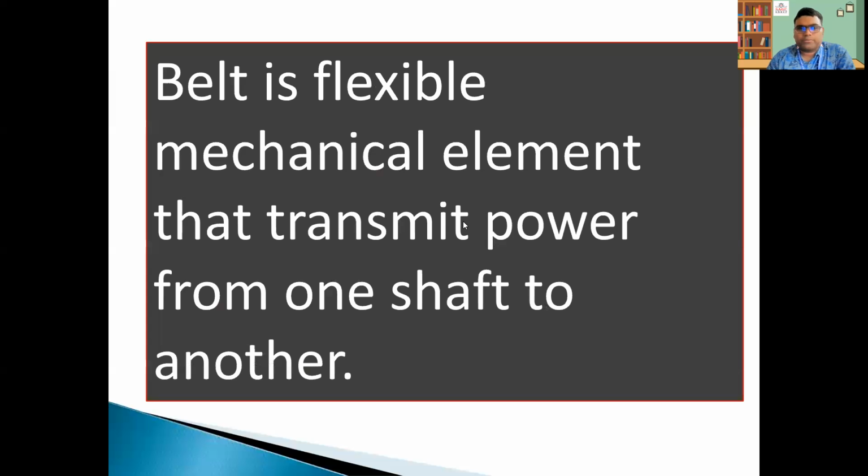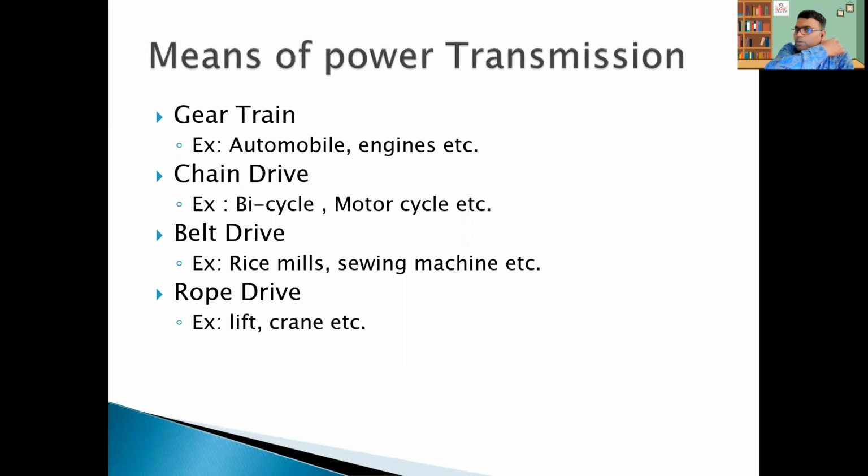That is the simple definition of belt drive. So what is the belt? A belt is a flexible mechanical element that transmits power from one side to another side. In a belt drive, the belt is the key element to transmit the power. The means of power transmission are gear train, chain drive, belt drive, or rope drive.